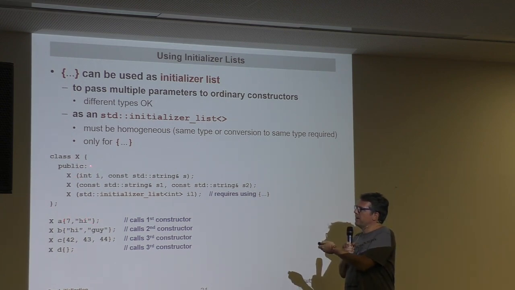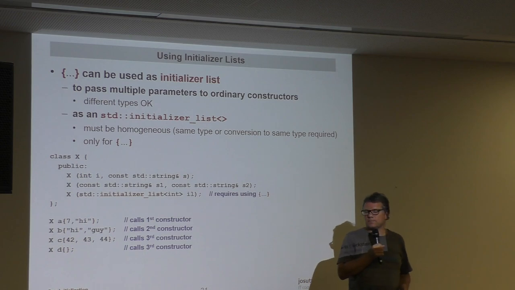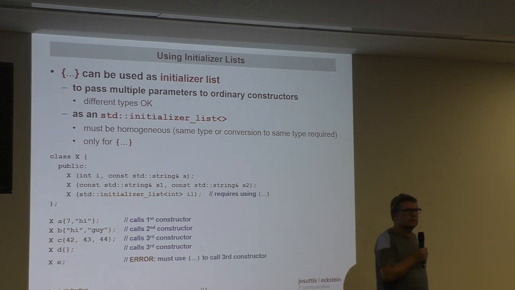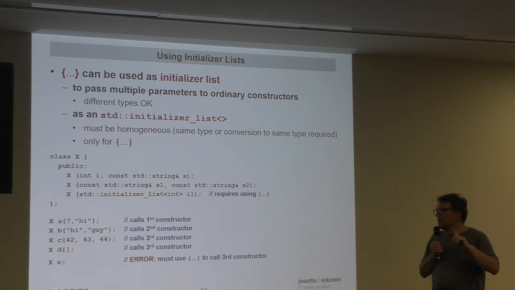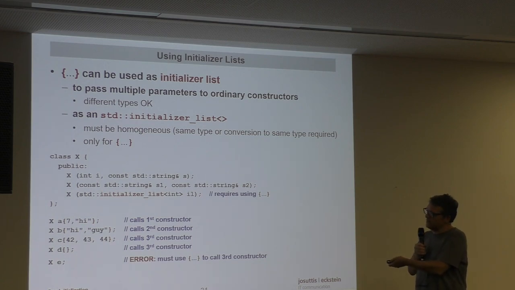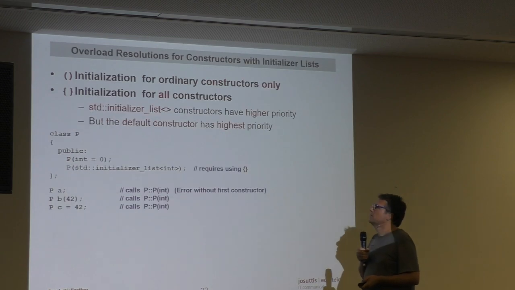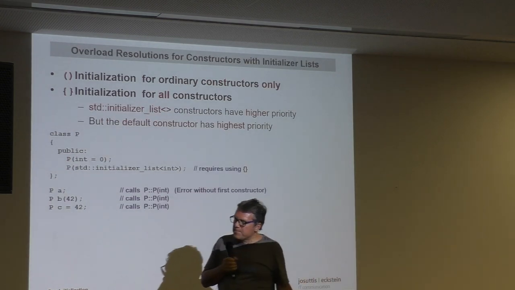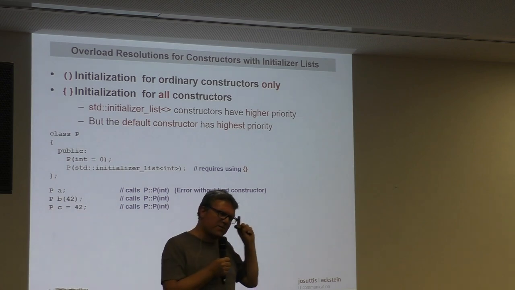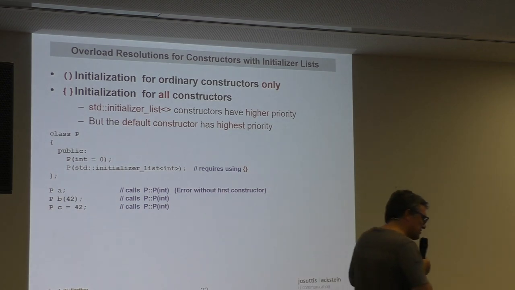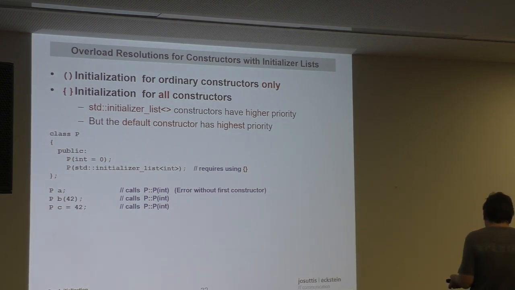7 and string, that matches only here, that matches here, and this both calls the third constructor. But for initializer lists you need curly braces, so you can't declare an object taking a value without curly braces. The default construction of this object will not work. So what happens if we have a default constructor and we have a constructor taking an initializer list?